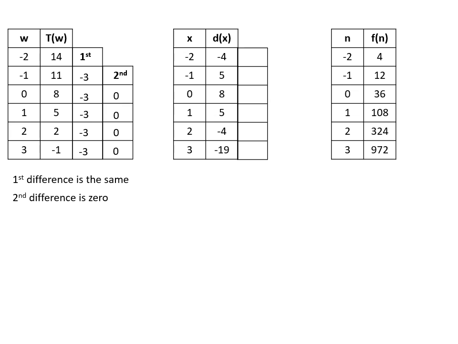So let's add our first differences for the next one. Go ahead and take a moment, figure out the differences. Okay, let's check those. Negative 4 to 5 is plus 9, 5 to 8 is plus 3, 8 to 5 is minus 3, 5 to negative 4 is minus 9, negative 4 to negative 19 is negative 15.